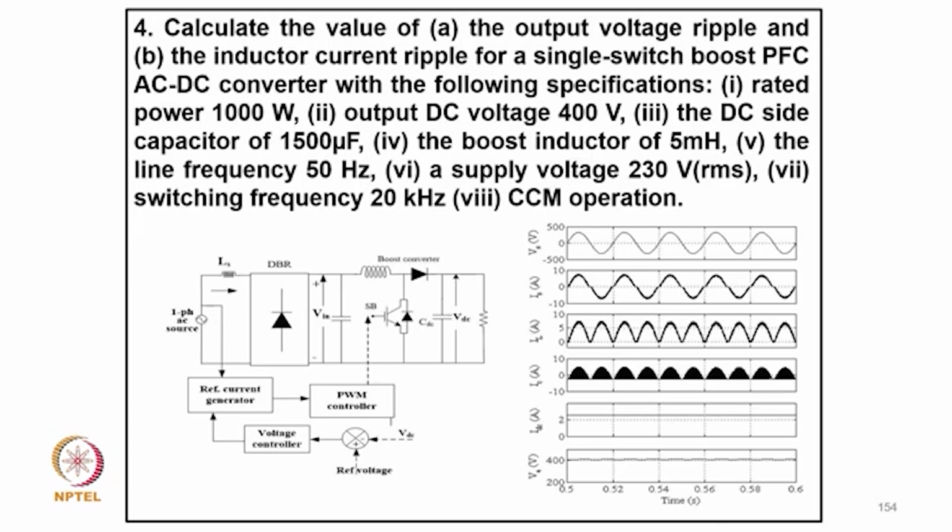So coming to numerical problem 4: calculate the value of the output voltage ripple and the inductor current ripple of a single phase PFC boost converter with the following specification: rated power 1 kilowatt, 1000 watt, output voltage 100 volt, the DC side capacitor 1500 microfarad, the boost inductor 5 millihenry, the line frequency 50 hertz, supply voltage 230 volt, and switching frequency 20 kilohertz in CCM.